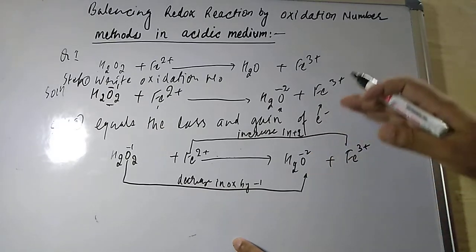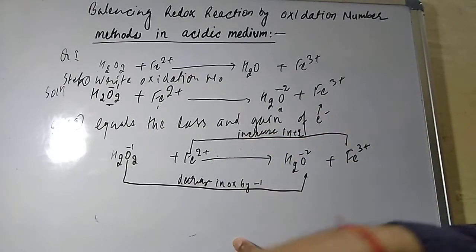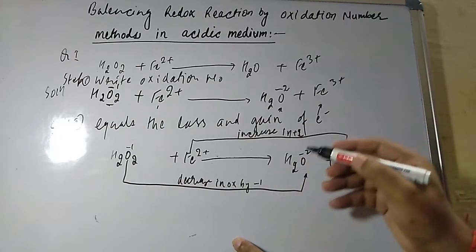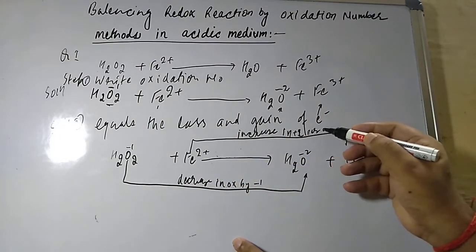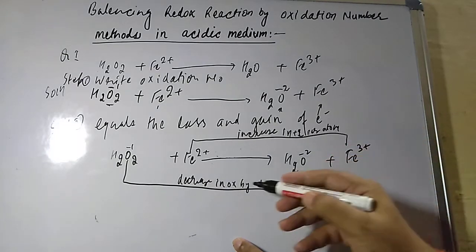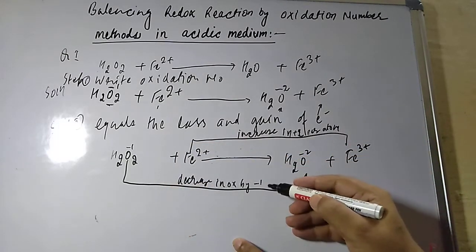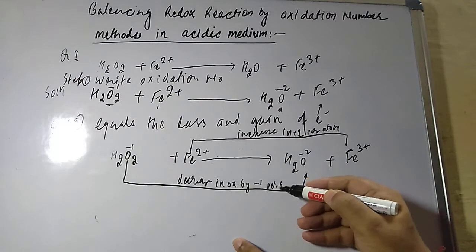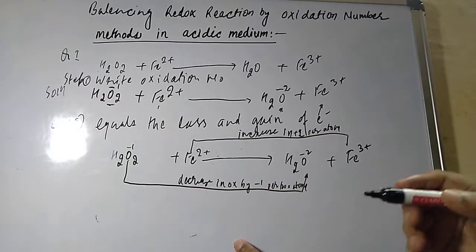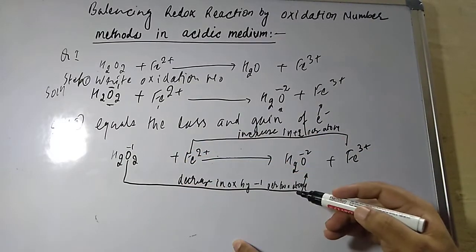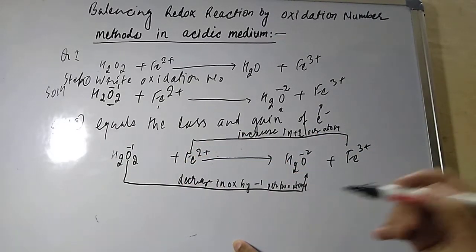Now student, what can we do? Plus 2 to plus 3, that is plus 1. You see this is per atom, only one atom is there. But if you talk about this, student, how many atoms? Per 2 atoms. So here we have to understand, student, a loss of minus 1 per atom, so per 2 atoms the loss is more.